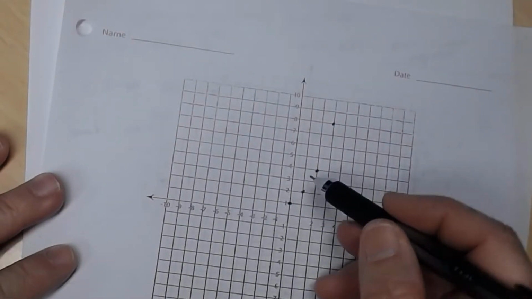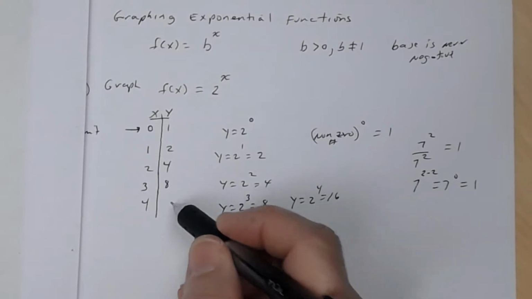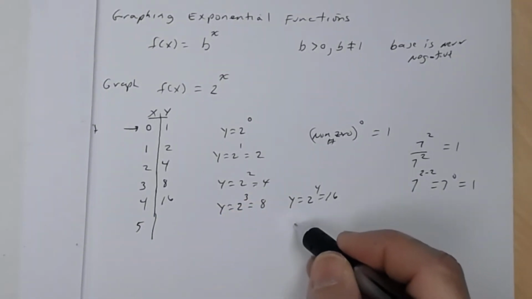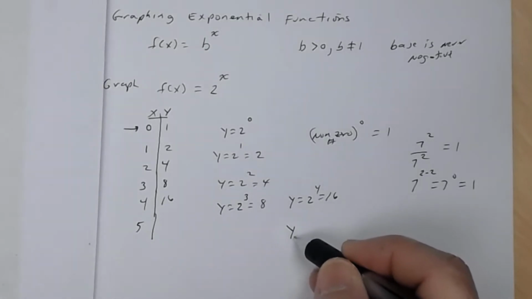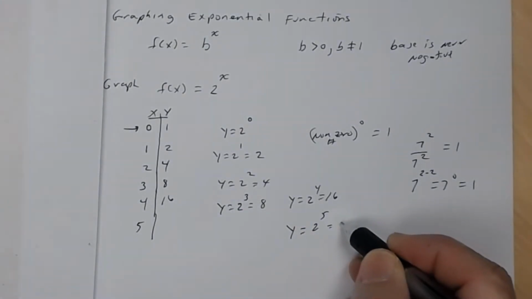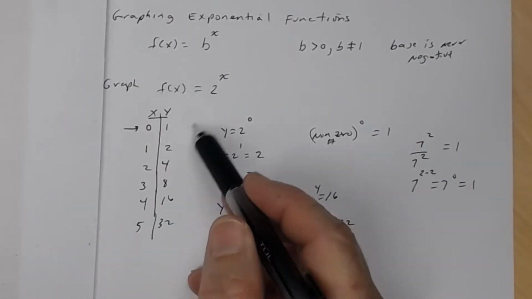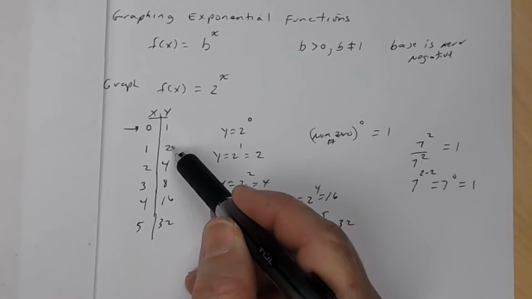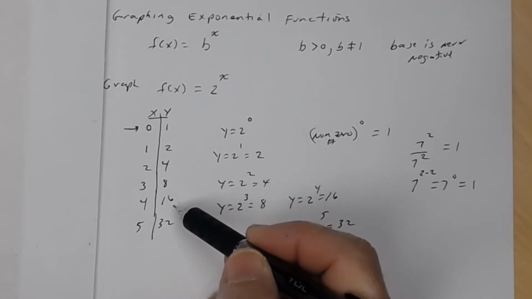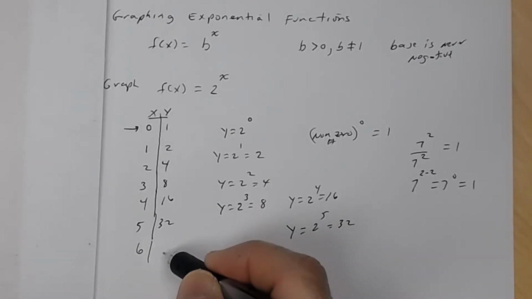Okay, now, before we go on, let's talk about what's happening on this side of the graph. If I did 4, you'll notice I get 16. If I do 5, and use your calculator if you need to, I get y equals 2 to the 5th, which is 32. Remember the base is 2, so 1 times 2 is 2, 2 times 2 is 4, 4 times 2 is 8, 8 times 2 is 16, 16 times 2 is 32. If I do 6, 32 times 2 is 64.